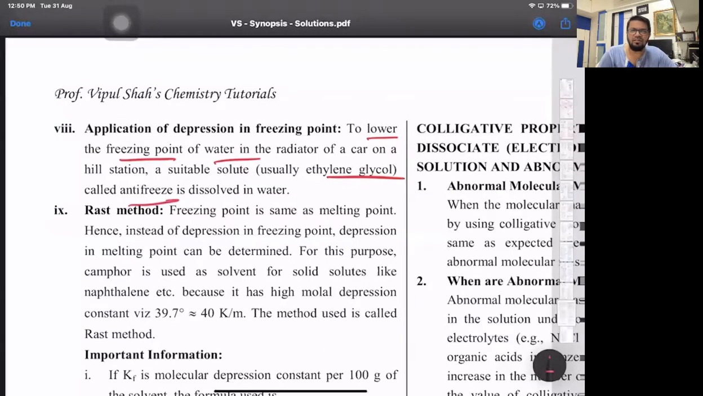Then the Rast method. The freezing point is the same as the melting point. Instead of depression in freezing point, depression in melting point can be determined. For this purpose, camphor is used for solid solutes like naphthalene because it has a high molar depression constant, that is 40 Kelvin per molality. The method is called the Rast method. So if you want to calculate with respect to the depression in melting point, then we use camphor, which will give maximum depression, so more accuracy. That's called the Rast method.